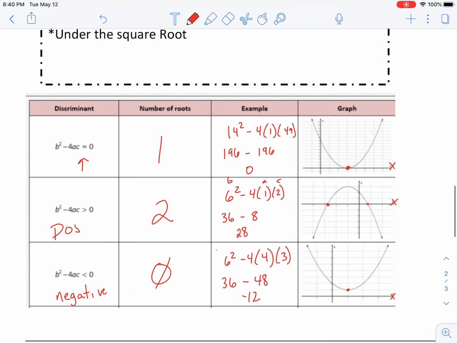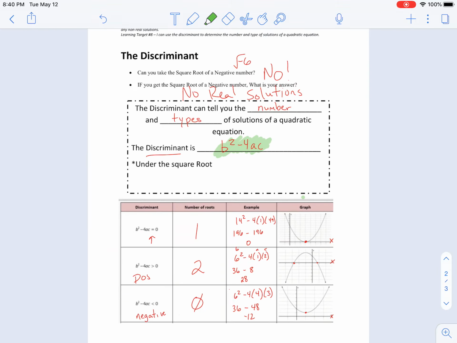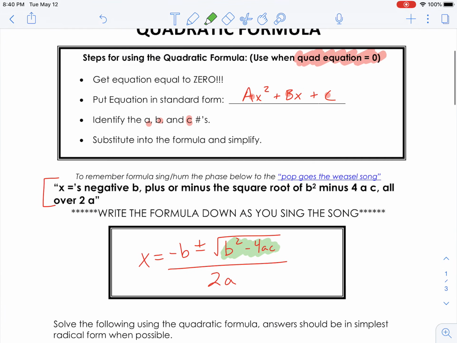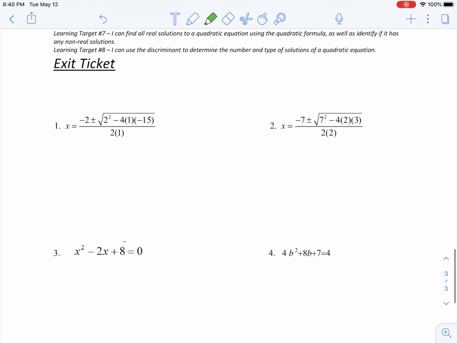All right, so that's what the discriminant is. The discriminant is literally just this part of the formula. So if it says how many solutions are there, that's what you'll use to find the discriminant. Otherwise, if it wants you to find the answers, like solve for x, find the roots, the solutions, you'll use the quadratic formula.